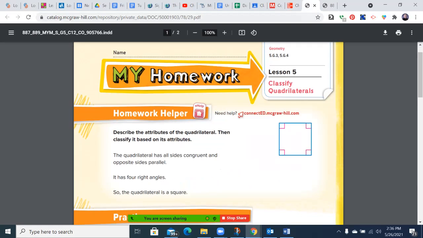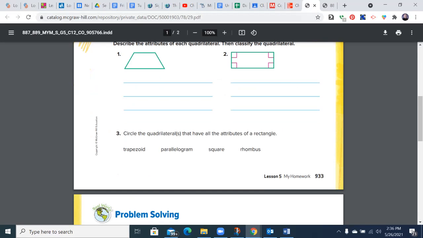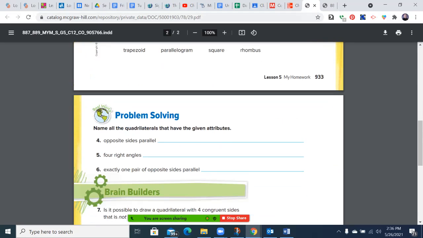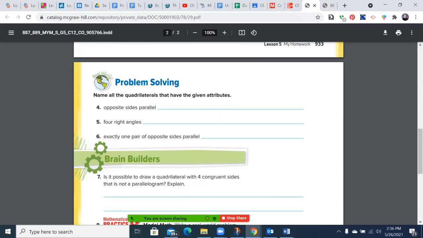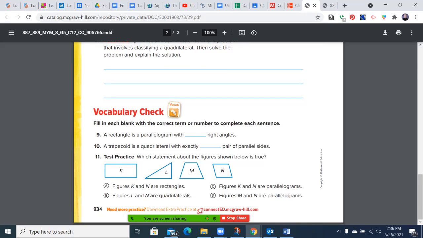Looking at the assignment today, we're going to classify quadrilaterals. So you're going to describe the attributes, which are the details about each one, and then you'll classify it. And then you'll look right here for number 3. Name all the quadrilaterals that have the given attributes, and then we have some vocabulary at the end, which is going to be roughly based off of information on 929.